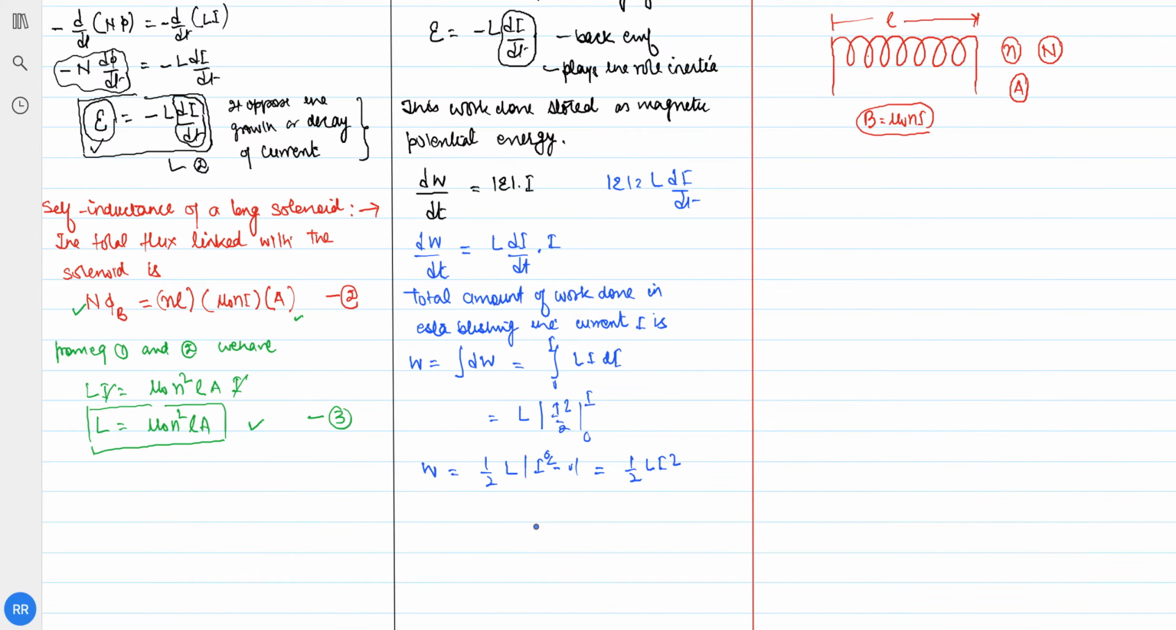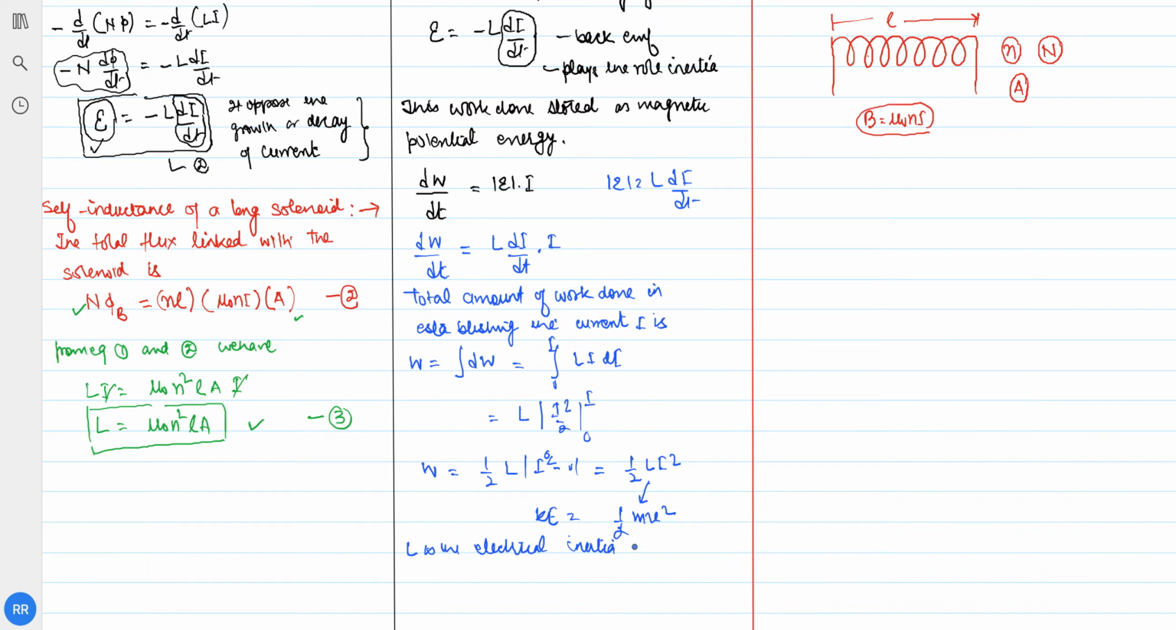So this expression reminds us of the expression we have for kinetic energy, which is 1 by 2 m v square. Compare this: the role of mass is played by the coefficient of inductance. So L is the electrical inertia. We can say it is electrical inertia.